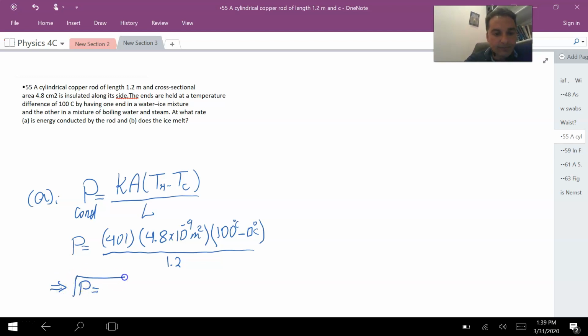If you do this number, 401 times 4.8 times 100 times 10 to the power of negative 4 divided by 1.2, you will get 16.04 watts, correct?